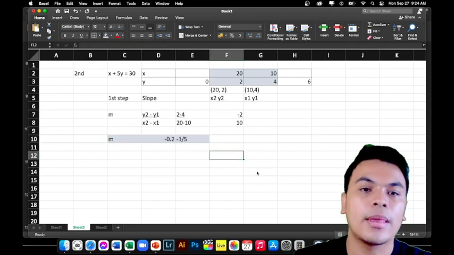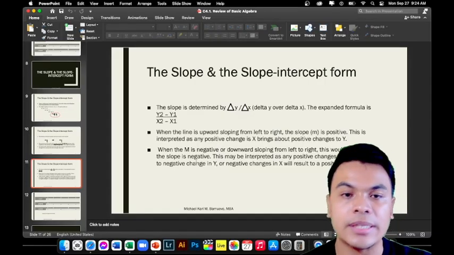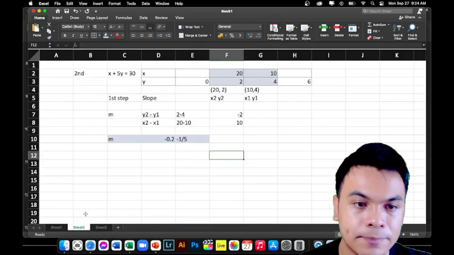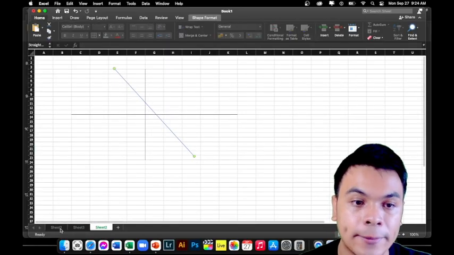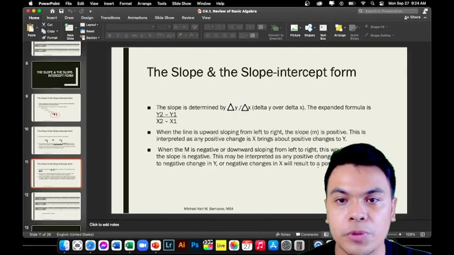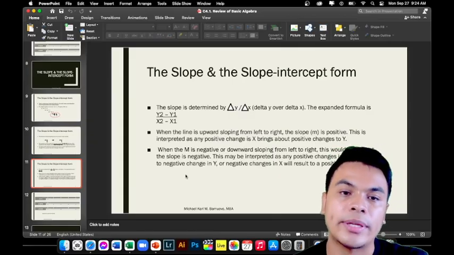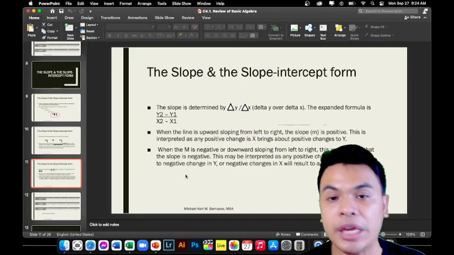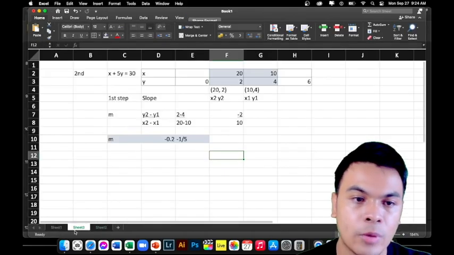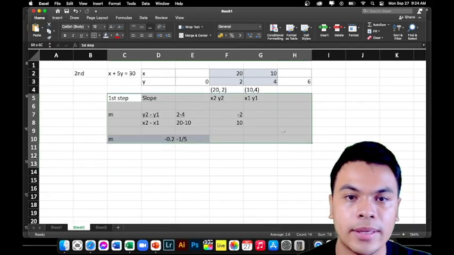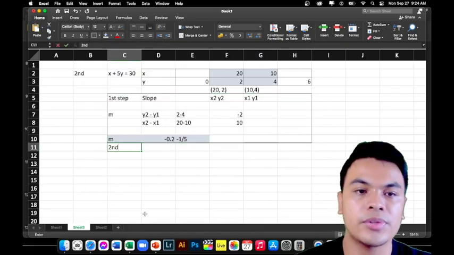Going back to our discussion earlier, when the slope is negative, it is a downward slope from left to right. Same as before. Which means that any positive change in x will result in a negative change in y, or a negative change in x will result in a positive change in y. We are now done with the first step. I'll box it. So let's go to the second step.